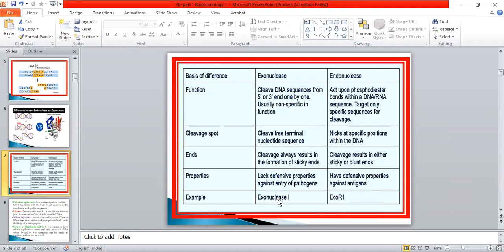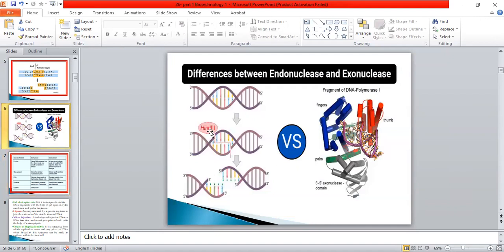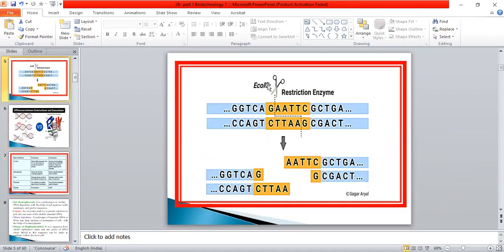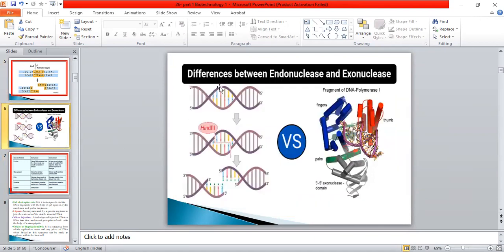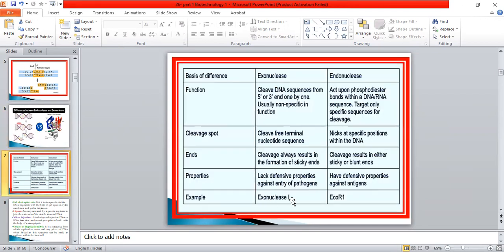Exonuclease means they have given which one? See this one. Here hint 3 is also there, and here the E. coli 1. These two are restriction endonucleases only, so hint 3 is also one of the restriction endonucleases. This one is exonuclease. What have they given? DNA polymerase 1. What about here? They have given exonuclease 1. So that is denoted as exonuclease polymerase 1 only. Okay, don't forget, my dear.